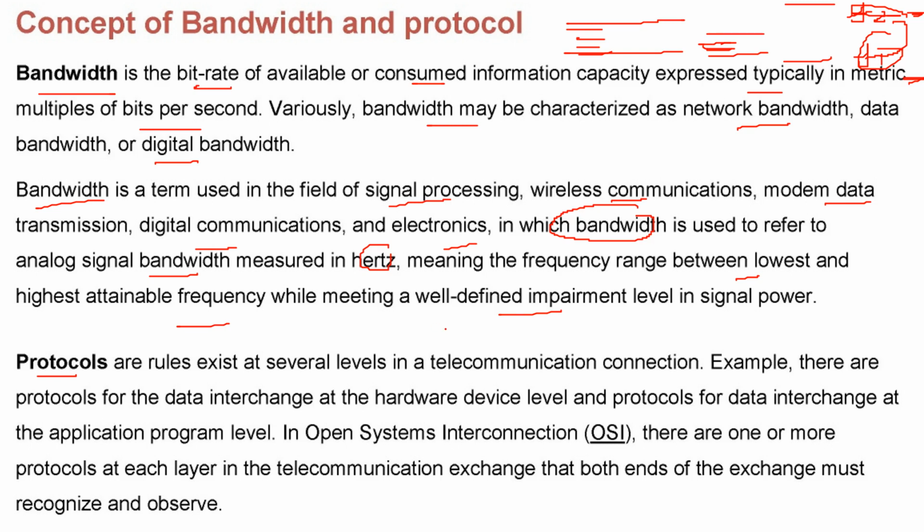Since we are communicating on the internet, sending and receiving data, it has to follow certain rules. Protocols are rules which exist at several levels in a telecommunication connection. For example, there are protocols for data interchange at the hardware device level and protocols for data interchange at the application programmer level. In the OSI, Open System Interconnection, there are one or more protocols at each layer in the telecommunication exchange at both ends of the exchange, and both ends must recognize, observe and abide by these protocols or set of rules.